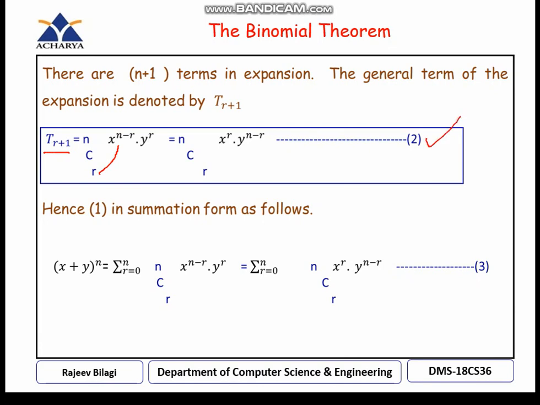Now (x plus y) to the power of n, I can write from the given equation 1 in the summation form: summation of r equal to 0 to n, nCr x to the power of n minus r into y to the power of r, which is again equal to nCr x to the power of r into y to the power of n minus r. Okay, with this particular formula. I will call this equation number 3.